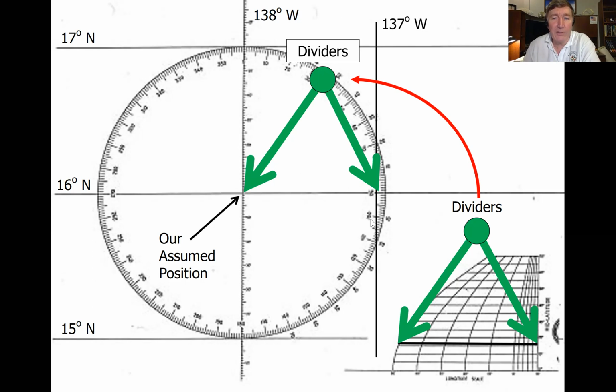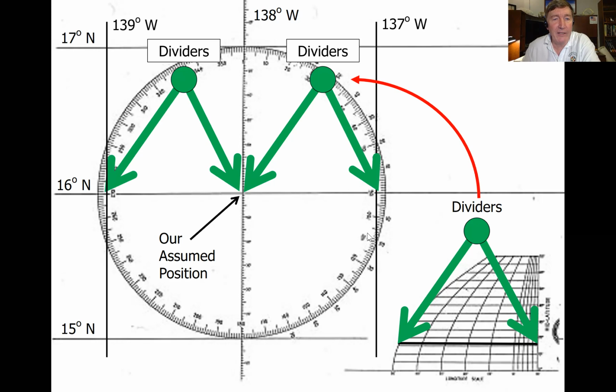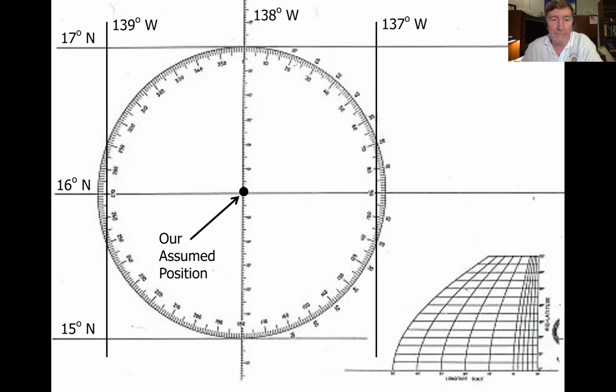This line right here corresponds to 137 degrees west. And then I do the same thing on the left side. This vertical line right here corresponds to 139 degrees west. I now have my open ocean chart all set up. So now I can start plotting my LOPs. All right, so let's do our first LOP.